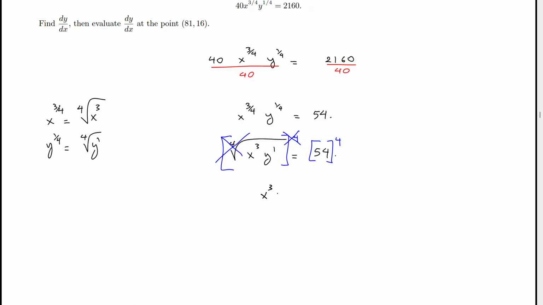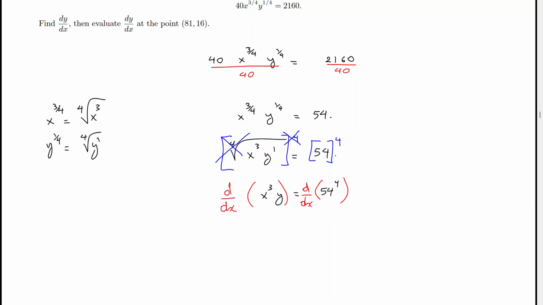So x cubed y is going to be 54 to the power of 4. I don't know what that number is, and I don't really care, honestly, because in a moment, I'm about to say to the world, I want the derivative with respect to x of whatever's on the left, and then do the same thing on the right side.